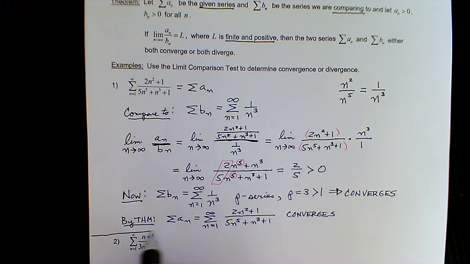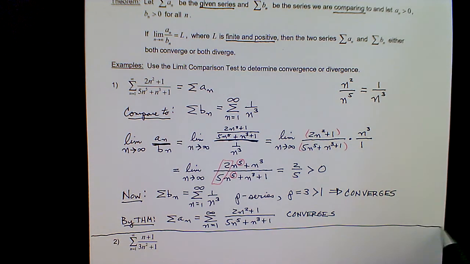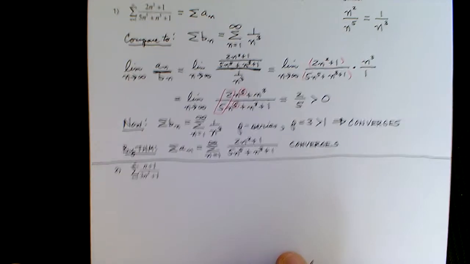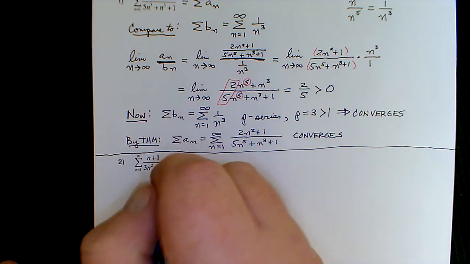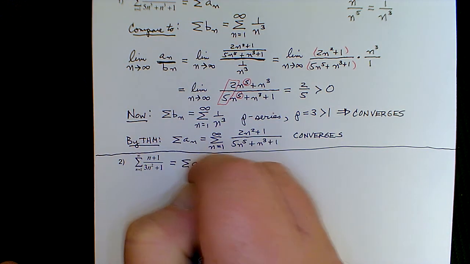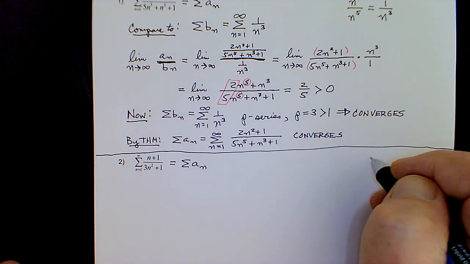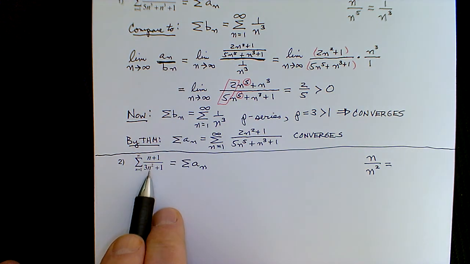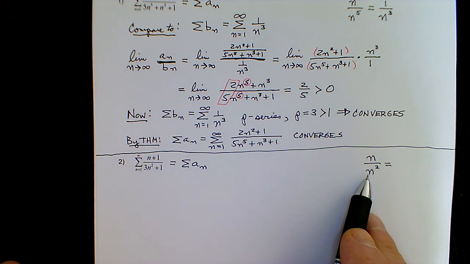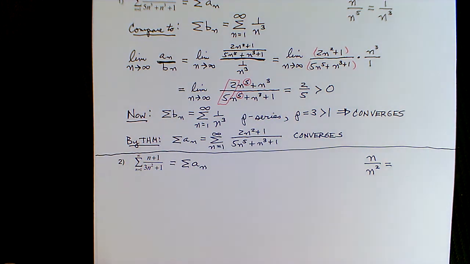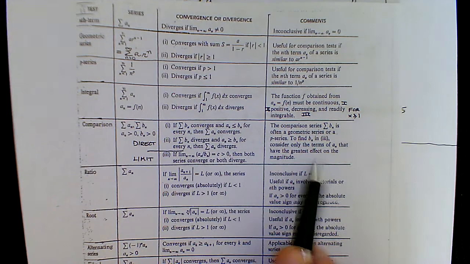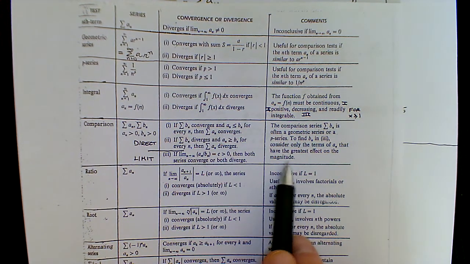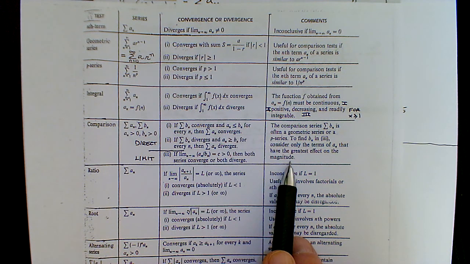Okay, a little line in here to separate these two. Okay, so final example, number 2. We're going to call the given series the sum of the a sub n. Off to the side, I'm going to take the ratio of the highest powers of n in numerator and denominator respectively. So n over n squared. So this again is how we determine our comparison series. Again, as it says on the table, the ones that have the greatest effect on the magnitude are always the highest powers.